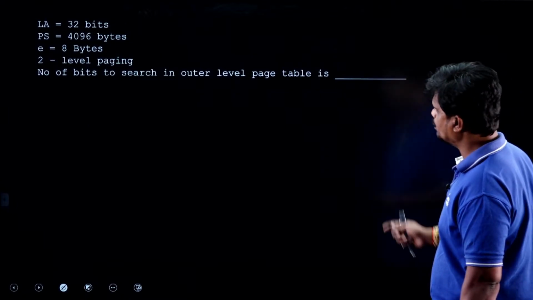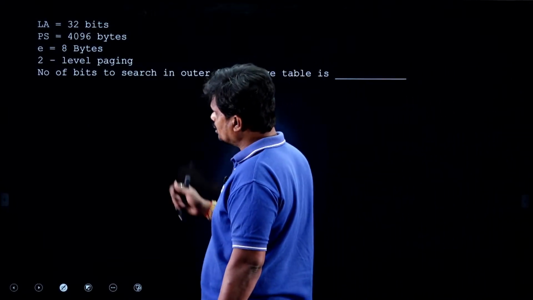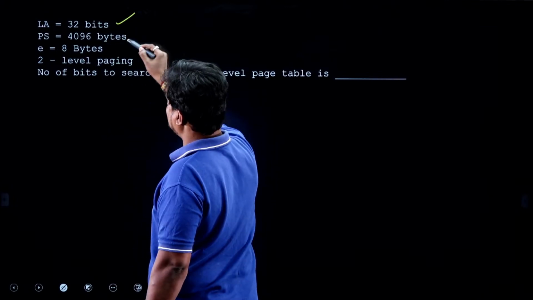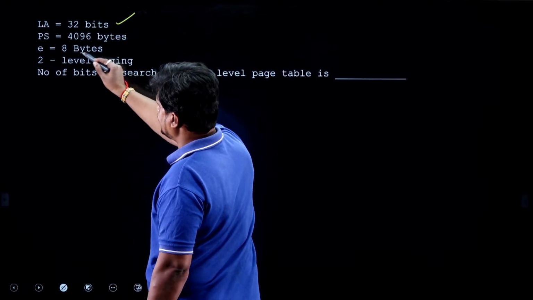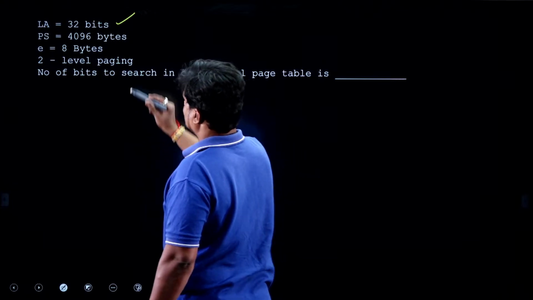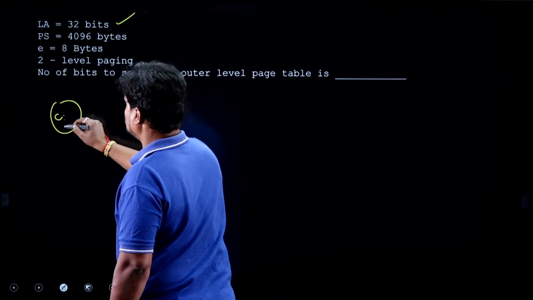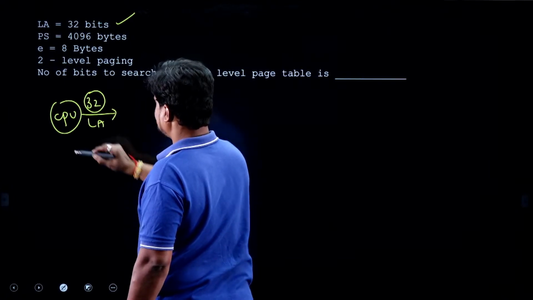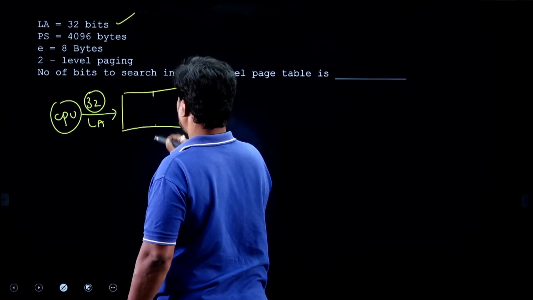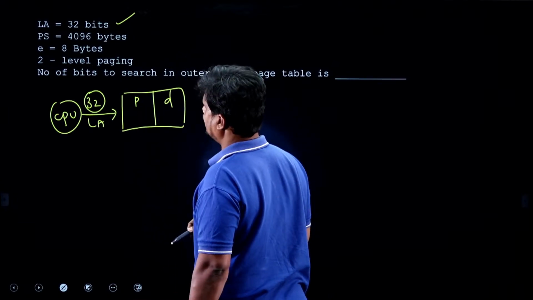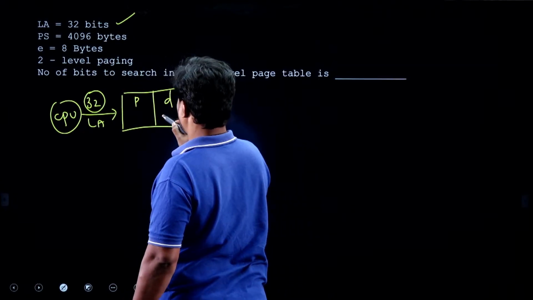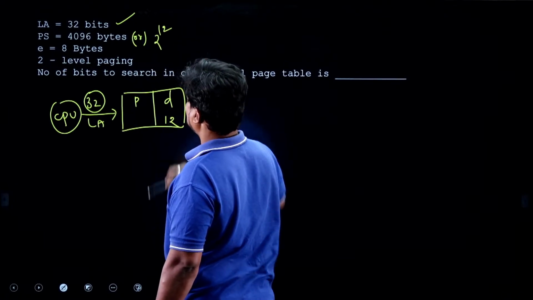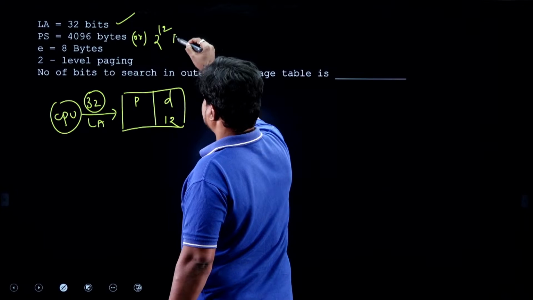So next, there is one more question we have from multi-level paging, which is based on 2-level paging. So logical address is 32 bits, page size is 4096 bytes, and entry size is 8 bytes. You know that the CPU is generating the logical address, which is 32 bits in length, and this is being divided into 2 parts: one is P, another one is D. What is the D? This is 2 power 12, so that offset you can write as 2 power 12 bytes.